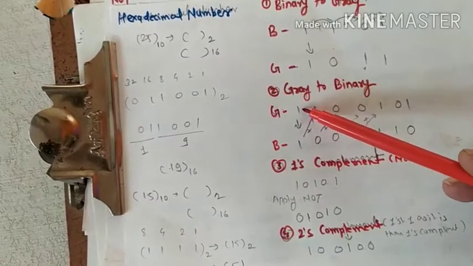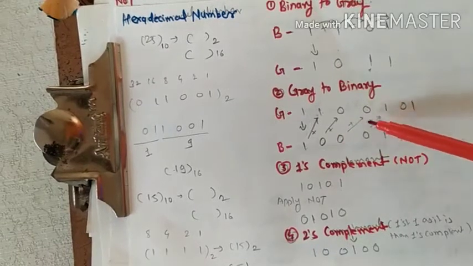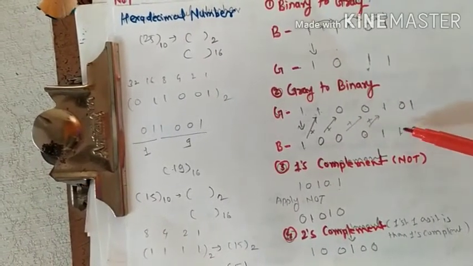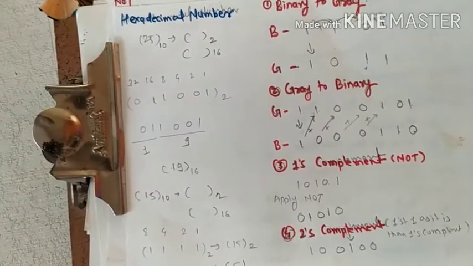So see here, 1 as it is 1, 1 plus 1 is 0, 0 plus 0 is 0, 0 plus 0 is 0, 0 plus 1 is 1, 1 plus 0 is 1, 1 plus 1 will be 0. So in this way you have to convert your gray code.